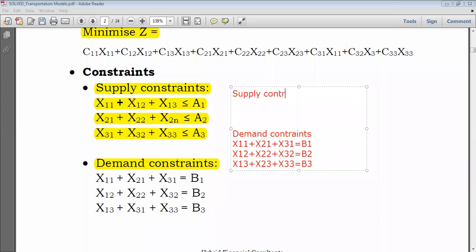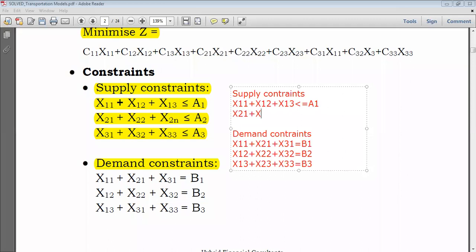So for the supply constraints, this is what you have to do. You just come down here and you move to the supply constraints. For supply constraint, we're just using a row. So you start with X11, and then X12, and then X13, and this one becomes less than or equal to what? That amount of the supply, which we call A, so less than or equal to A1, and then you go to the second row.